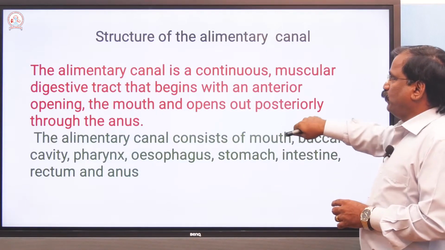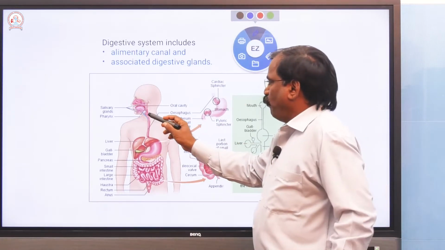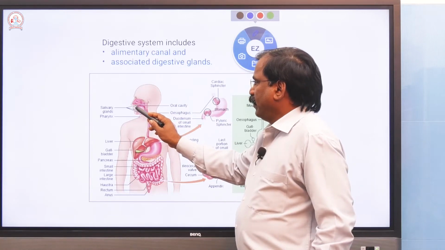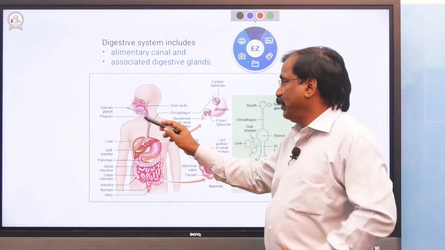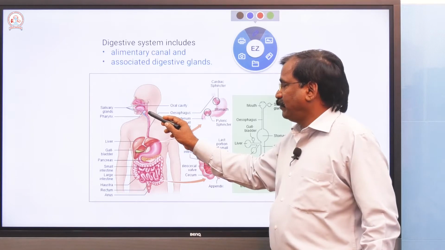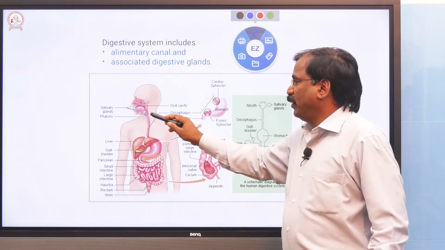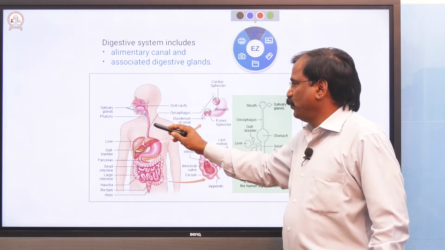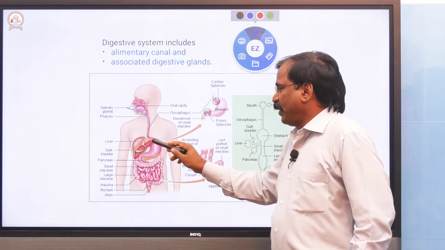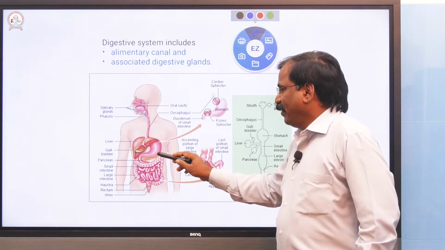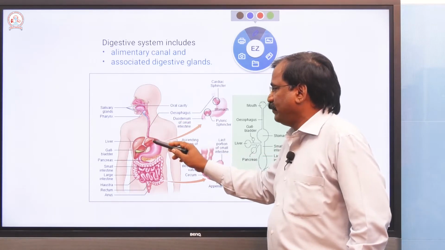The alimentary canal is a continuous tube that starts in the mouth. The mouth leads to the buccal cavity. Then the buccal cavity leads to the pharynx, the throat, which is common for air and food. The pharynx leads to the esophagus, a narrow tube that connects the pharynx and the stomach.